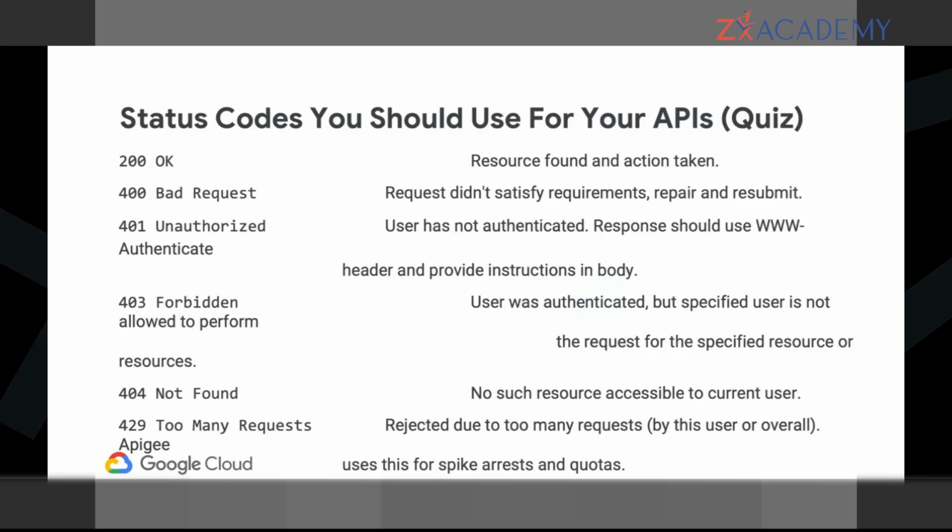So anything wrong on APG, or something wrong with the backend, most of them are the 500 scenario. When we don't know what happened, it is like an unexpected error.